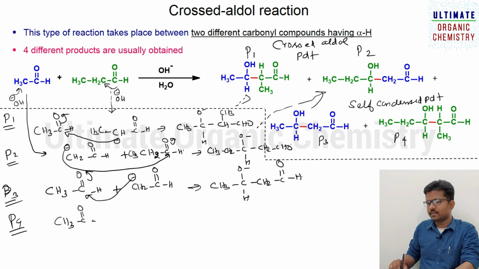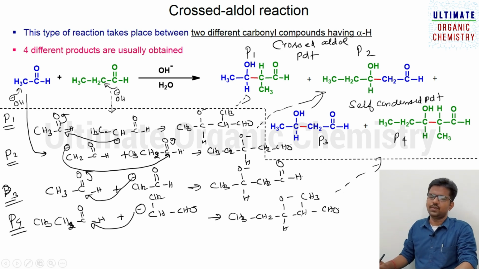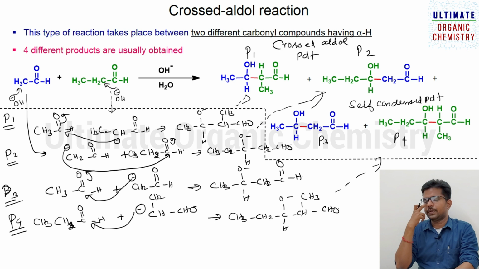propanaldehyde reacting with the anion of another propanaldehyde. Here you have CH2, CHO. So this minus is attacking this carbonyl carbon center, so it forms product 4. After protonation you will get it. So you have 4 possible products during the course of cross-aldol condensation, provided both compounds have alpha hydrogen.